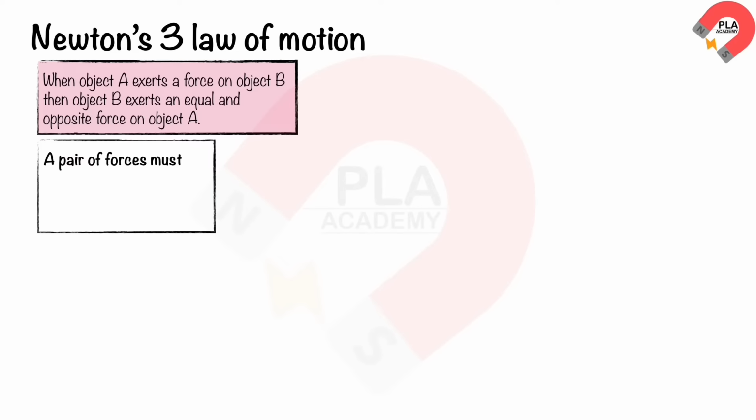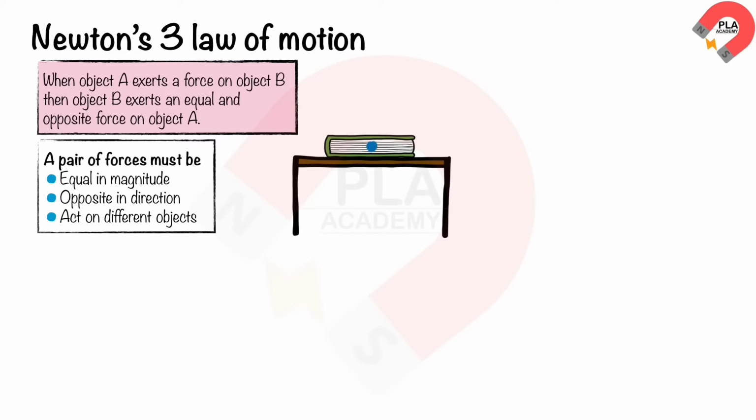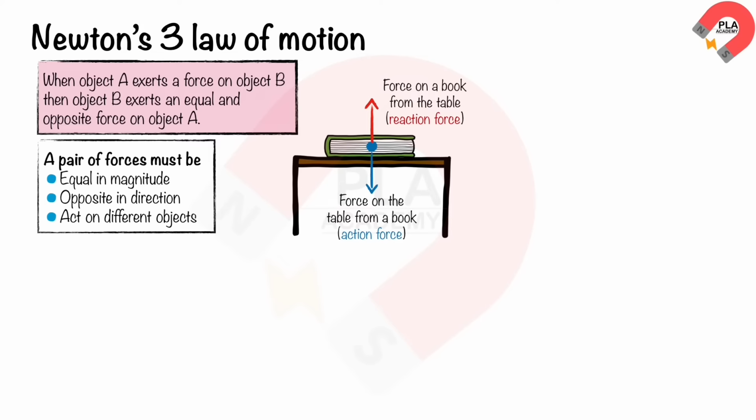For example, a book lying on a table exerts a downward force on the table. This is the action force. The table also exerts an equal and opposite force on the book in the upward direction. This is the reaction force. The earth exerts a downward force on the book. This is the action force.